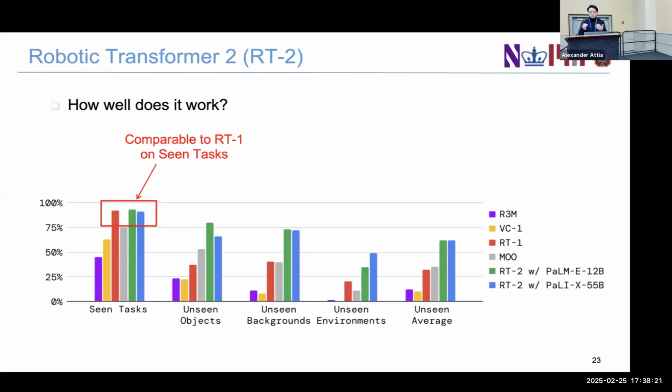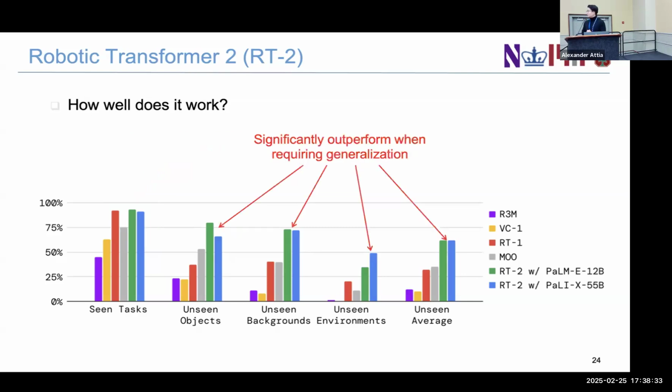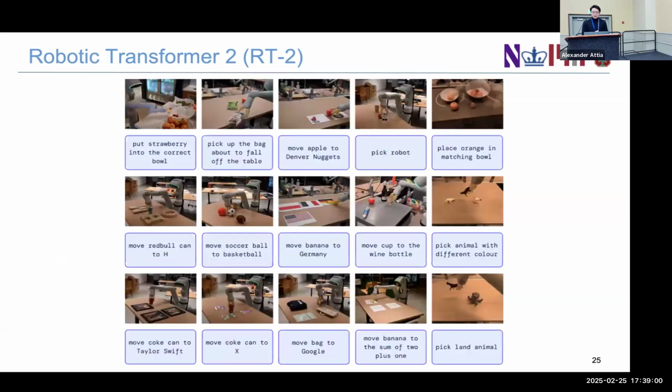You realize that the performance of RT2, shown in the green and blue bars, is comparable to RT1, shown in the red bar. But for some of the unseen scenarios, especially those that require generalization over different types of objects and different types of backgrounds, you'll suddenly see that RT2 has much better performance compared with the previous version, RT1. This really shows the benefits they extracted from the pre-trained vision language model and through this kind of co-fine-tuning process.